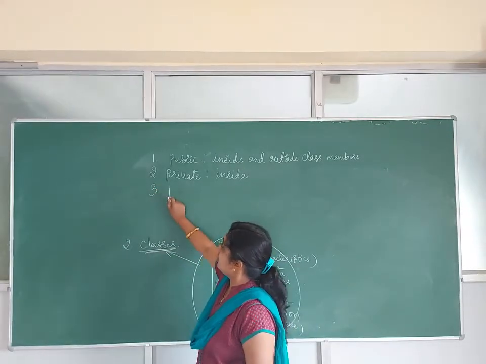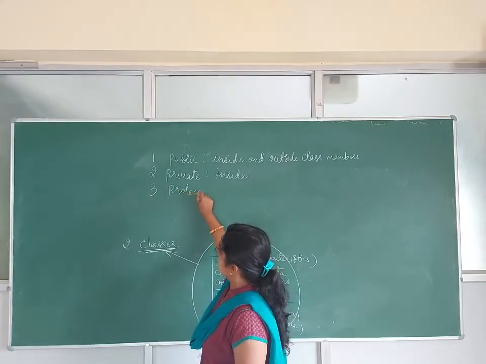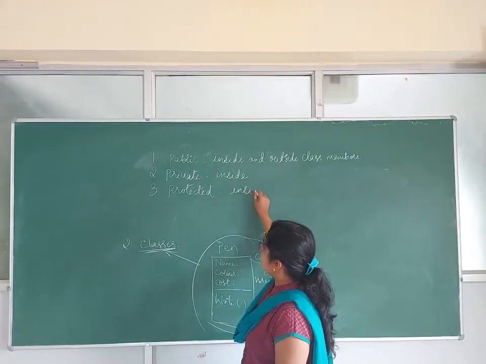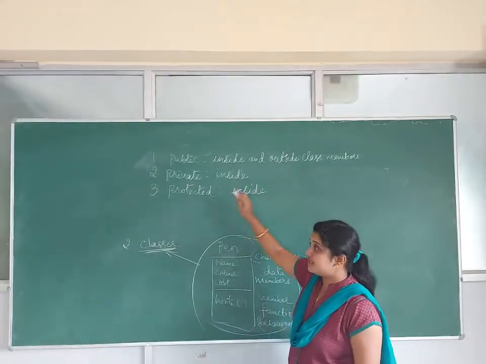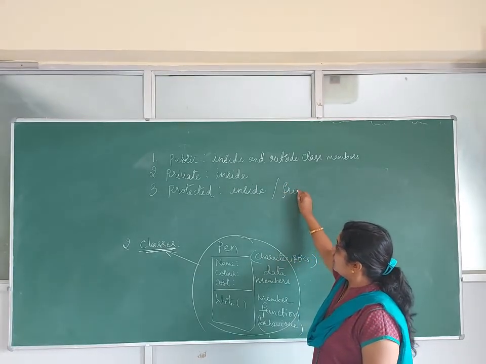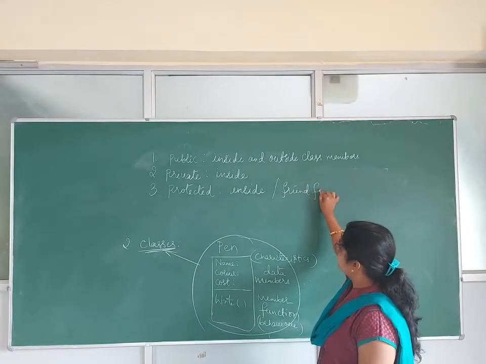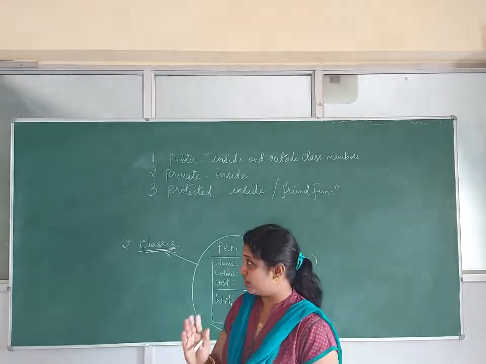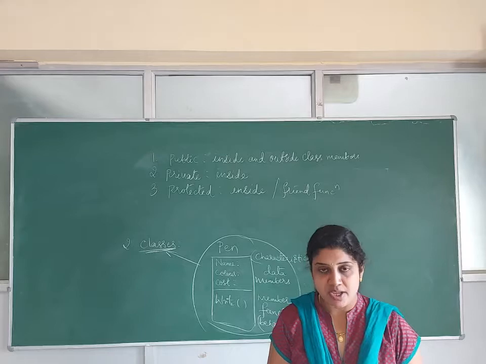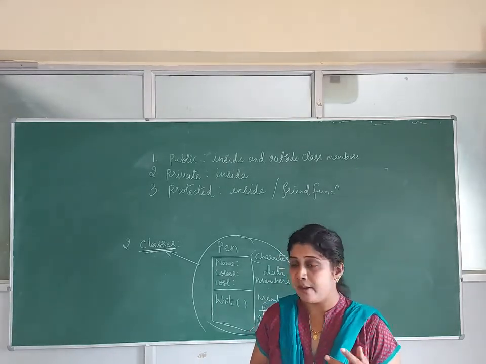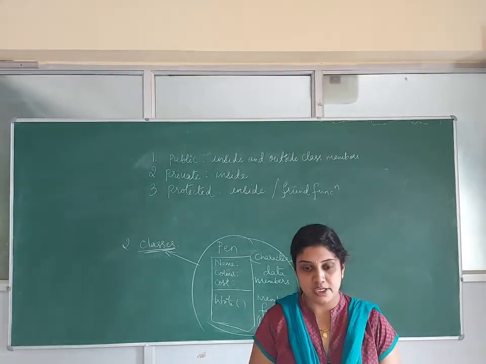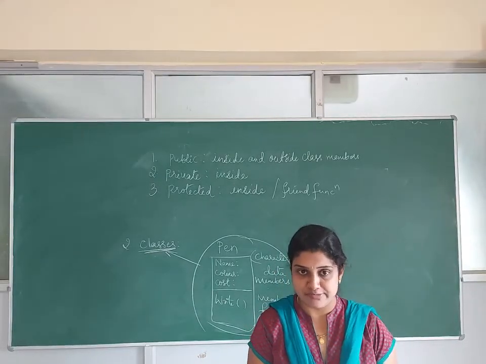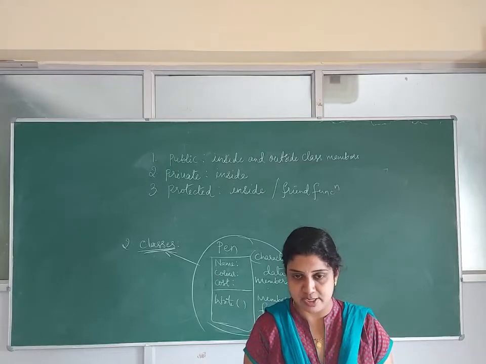And the third one is protected. See, in protected also you are going to access the data only inside the class, and also a friend function. See, protected and private are both the same. In both access specifiers, you are accessing the data only inside the class, and also friend function. What is meant by friend function? We will discuss in the next coming chapters.